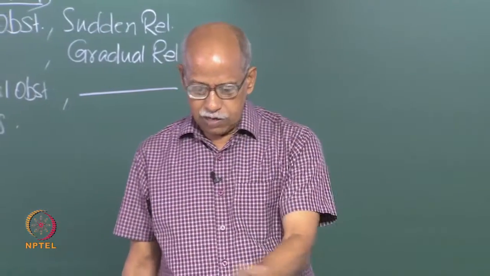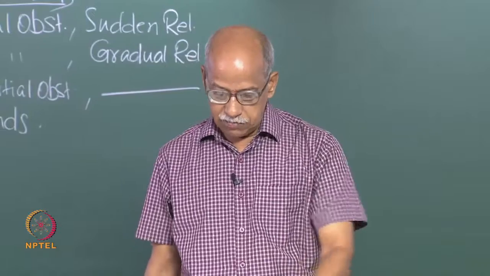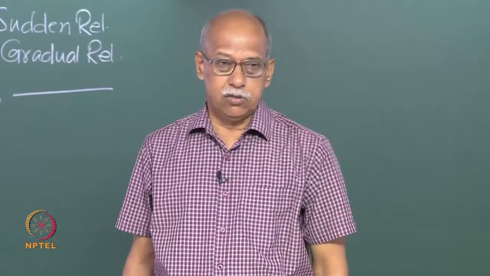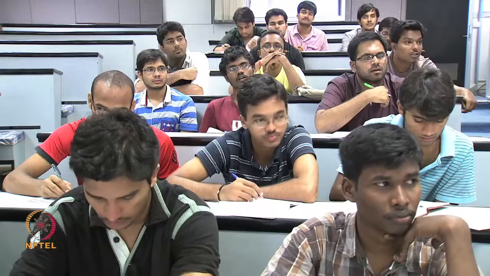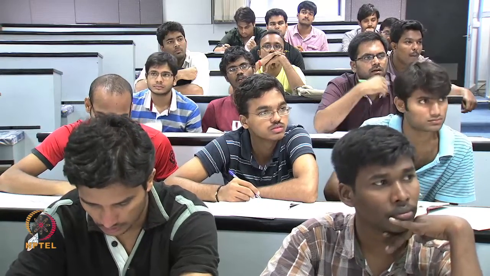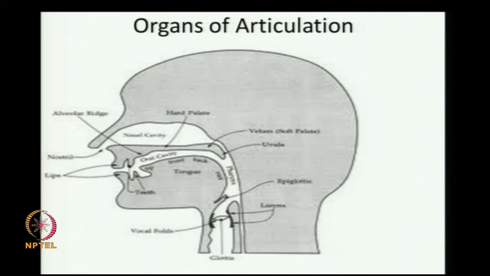I could have said continuant at the end. I should have said tap and trill. How is it produced? Look at the mechanism of nature. When you produce r, and you can have various kinds of r, it's a broad class of sounds. There are smaller variations. You can have r, do it. You can only have r, as in road.